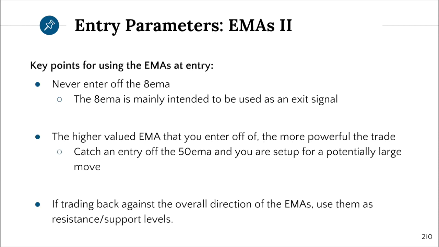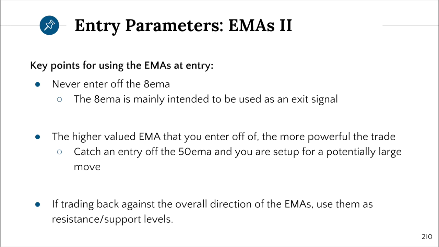There's a few key points I want to touch on with the EMAs. You never want to enter off the 8 EMA, off the mustard. The reason I actually left that on the charts is to show you an exit signal that we're going to get into later on when we talk about take profits. If the candles come back and close within the 8 EMA, we want to consider pulling the trade out. The higher valued EMA that you enter off of, meaning if you get a formation off the 50 or the 200 EMA as well as the 13 EMA, you're going to get a much more powerful trade.